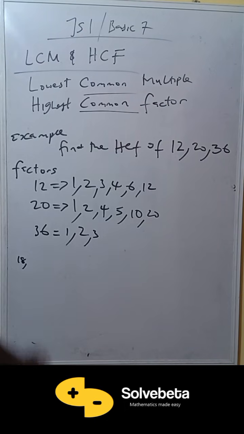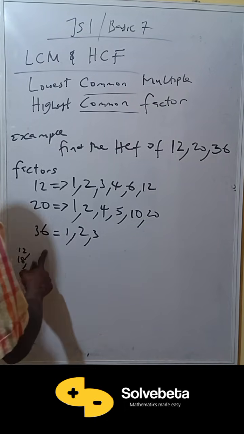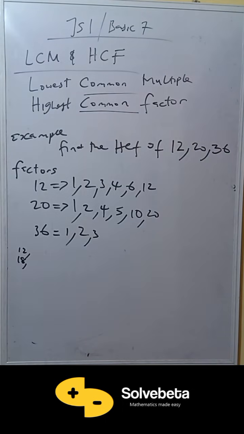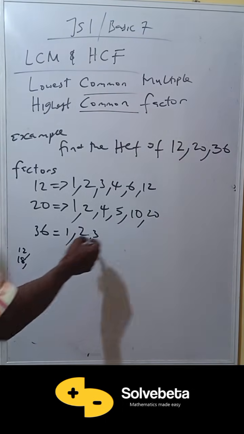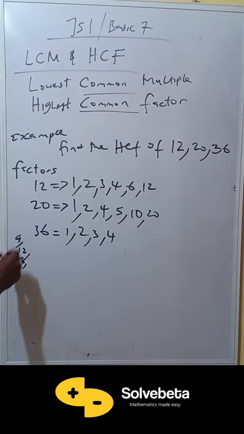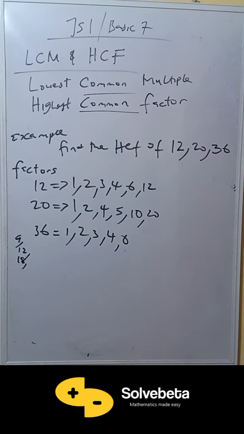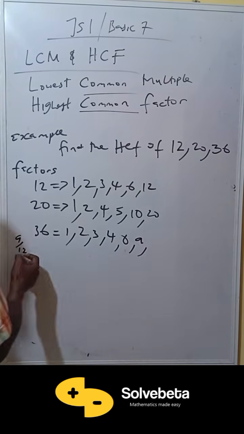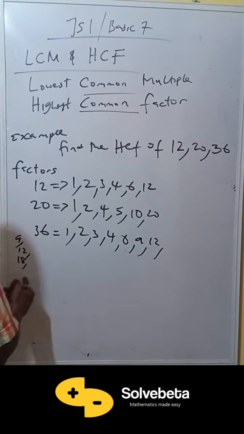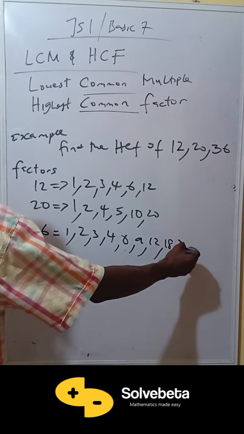So 3 can divide 36 to give you 12. You have it there. Can 4 divide 36? Yeah. 4 times 9 is 36. So you have 9. Can 5 divide 36? No. Can 6 divide 36? Yeah, 6 times 6 is 36. So after 6, 7 is not there, 8 is not there. So you have 9, 12, 18, and 36.